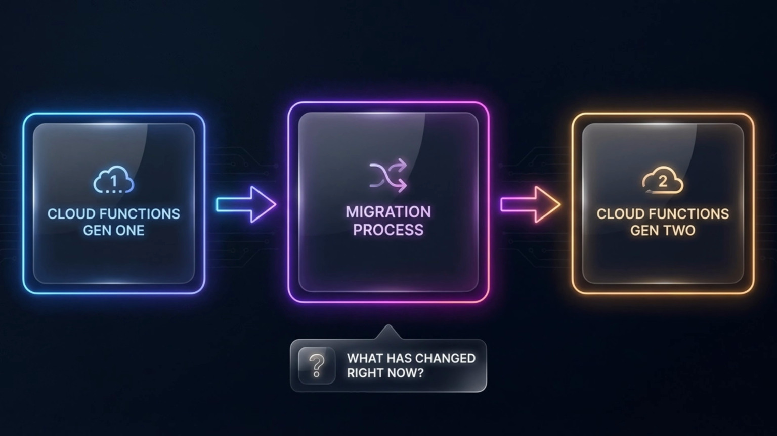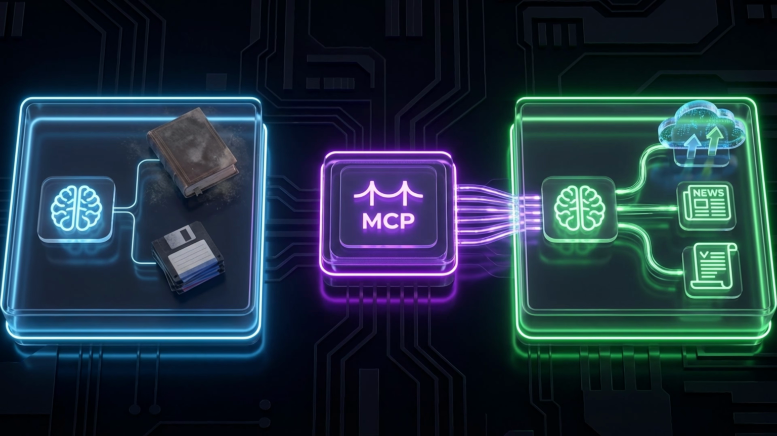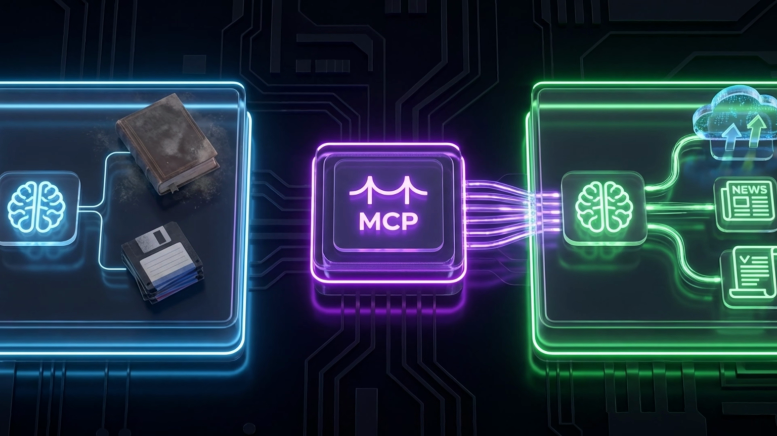Now, same thing with migration. Let's say that you ask, I need to migrate from Cloud Functions Gen 1 to Gen 2, and what has changed, right? Now, without the MCP, your AI is again guessing from the old training data. With this MCP, it's reading the actual migration guide that Google might have updated just last week.